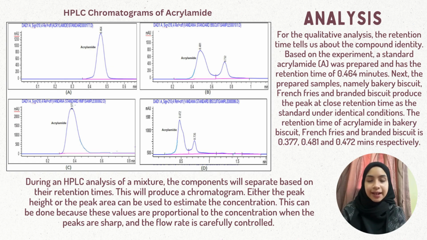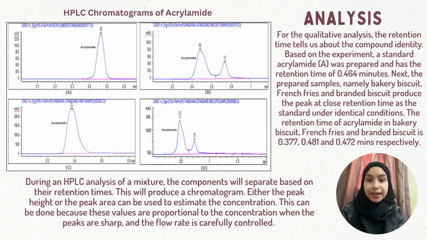During an HPLC analysis of a mixture, the components will separate based on their retention times. This will produce a chromatogram like in the picture. Either the peak height or the peak area can be used to estimate the concentration. This can be done because these values are proportional to the concentration when the peaks are sharp and the flow rate is carefully controlled. For the qualitative analysis, the retention time tells us about the compound identity.